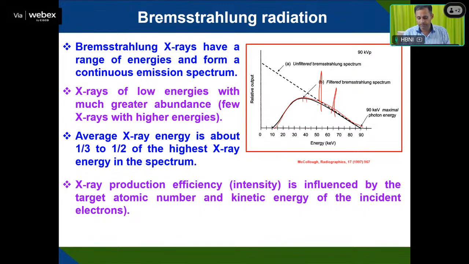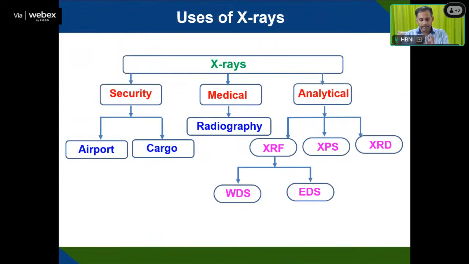So X-ray production efficiency is mainly influenced by the atomic number, the Z of the element, as well as the kinetic energy of the electron incident on it. So the X-rays are mainly produced by using these X-ray tubes, with an electron source where the electron is coming and falling on the anode, and X-rays are generated, and we are moving out through a high potential.